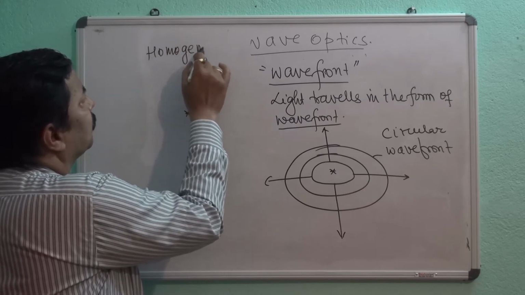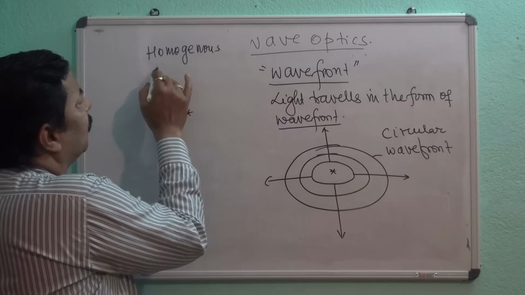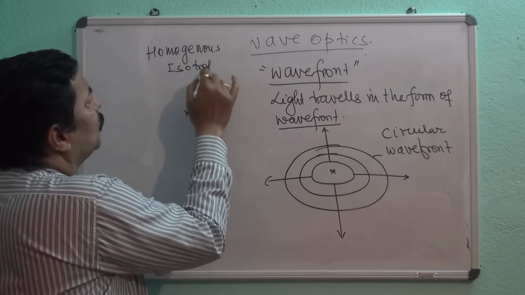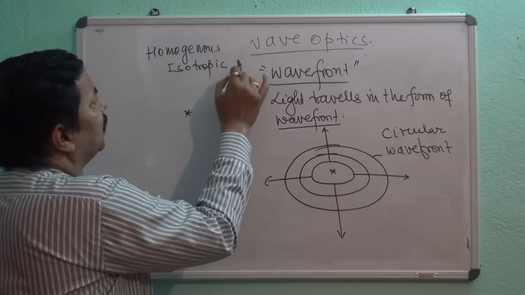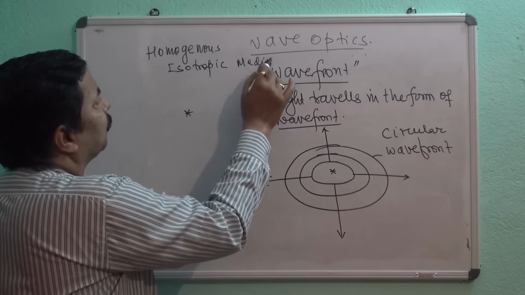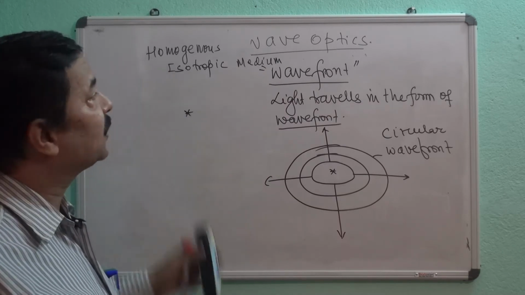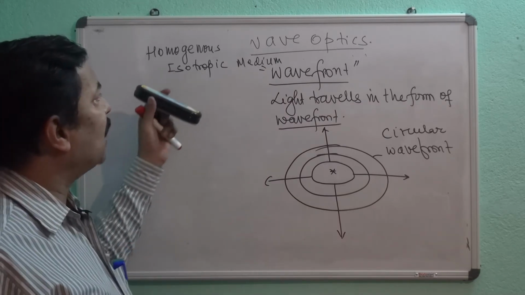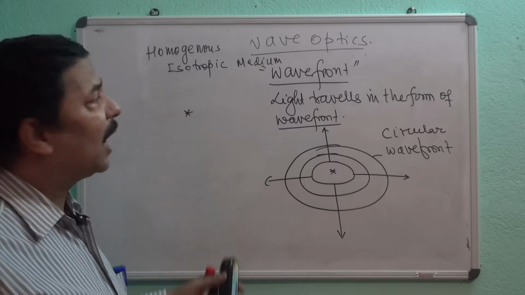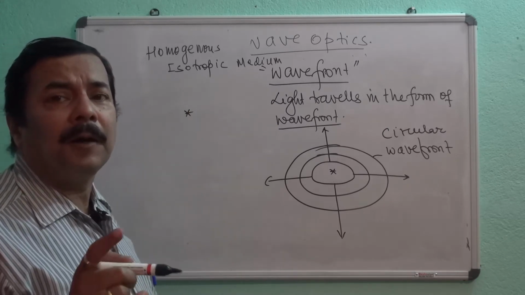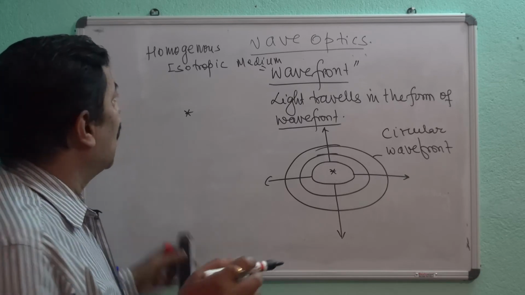Homogeneous. And the second word is isotropic. Homogeneous isotropic medium. What does it mean? Homogeneous medium means same density, and isotropic means in all directions the same permittivity and permeability. Two words I am using.